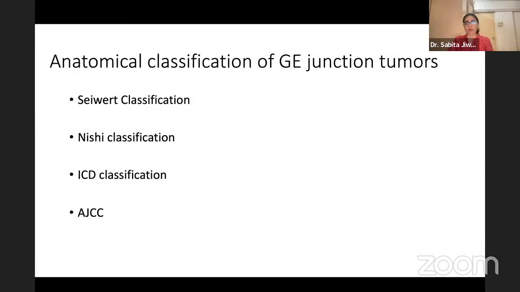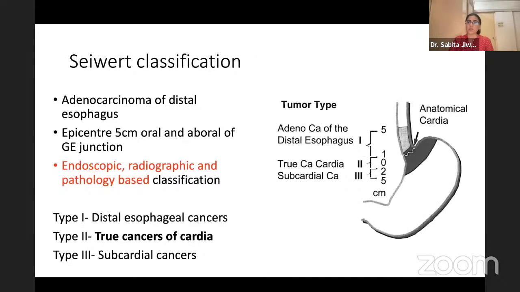The most commonly followed worldwide is the Seward classification. The Japanese follow the Nishi classification, and the AJCC recommends that we follow the AJCC classification. So like our examinees already answered what the Seward classification is, this is based on endoscopy by doing a J maneuver and retroflexing and seeing the endoscope through the stomach, seeing the tumor, by radiography, and also by looking at the surgical specimens and intraoperative findings. So this was a classification which was derived on the basis of all these three factors.